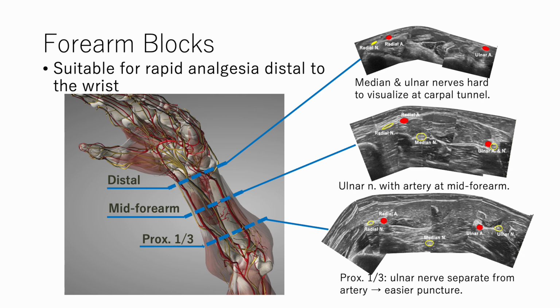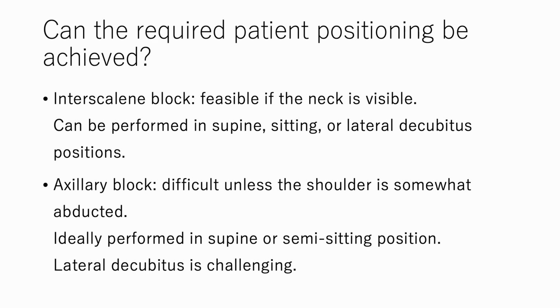At any level, instead of advancing the needle tip directly adjacent to the nerve, inject the local anesthetic into the same intermuscular compartment in which the nerve lies, so that the drug alone spreads to the nerve. Now that we understand how to perform the block, the question is whether we can achieve the optimal patient position in the emergency department. The interscalene block can be performed as long as the neck is visible.